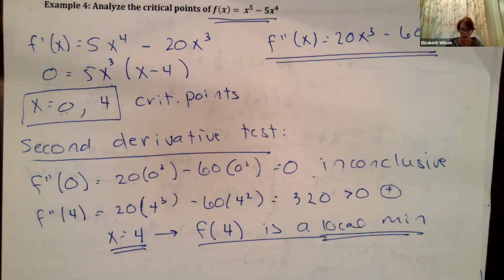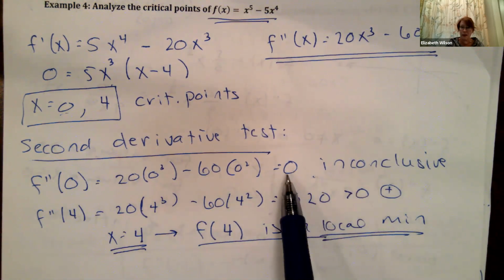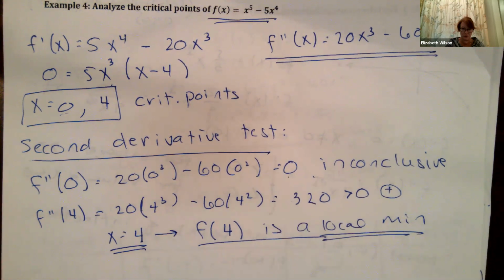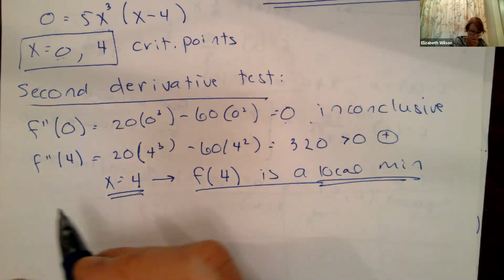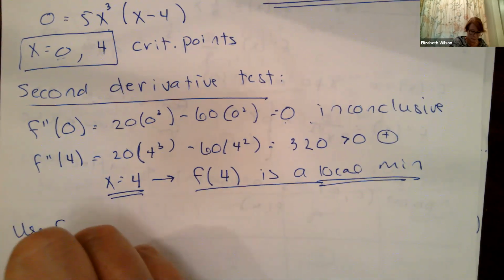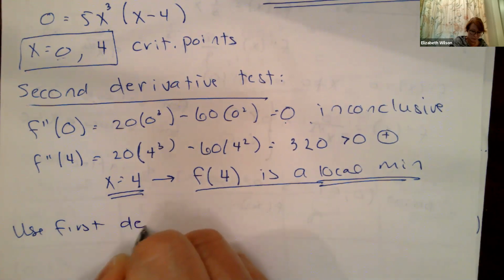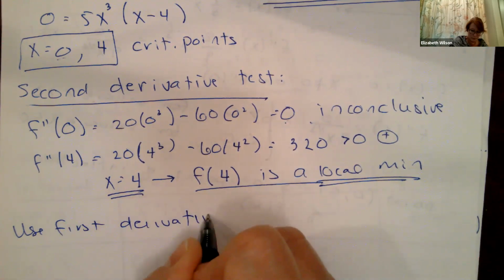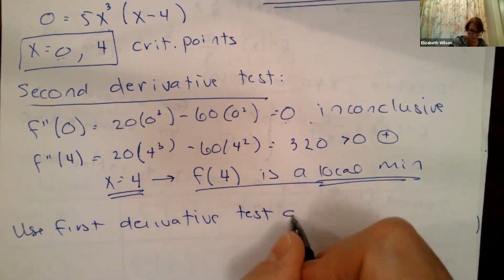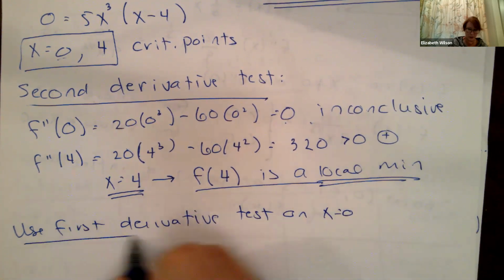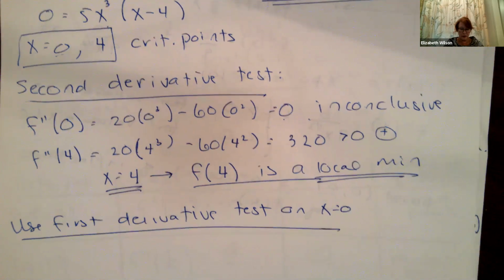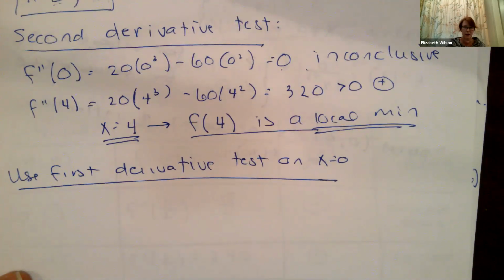Okay, so I'm going to go back to my inconclusive critical point. Since the second derivative test failed at x equals 0, I have to use a different test. I'm going to use my first derivative test. So be aware, if you get something where it says it's inconclusive, or if it fails, you can't quite tell what the answer is, use other tools in your toolkit. Okay, we have our first derivative test, we've got our second derivative test.